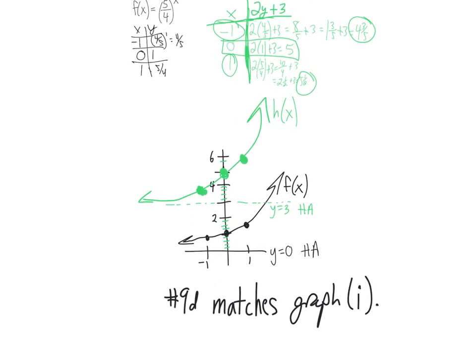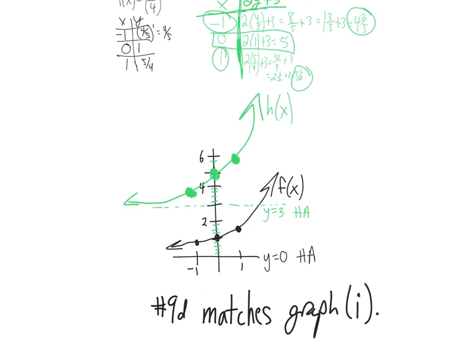And if you're following along in the textbook, 9D was the question where we came up with this h at x function, and it matches graph I.